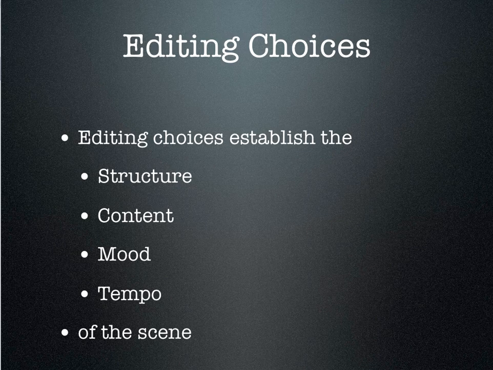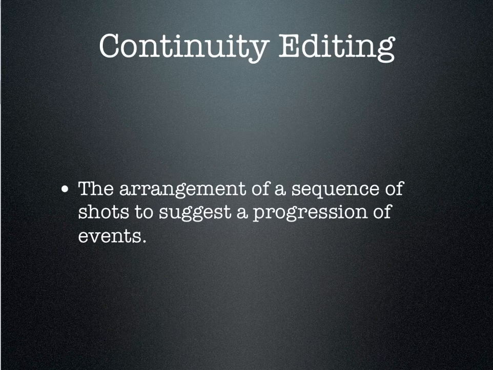Right now, we're really just going to be looking at structure and a little bit of content when we talk about continuity editing. So continuity editing specifically is the arrangement of a sequence of shots to suggest a progression of events. So it's how you arrange your shots. The order that you choose to arrange them in suggests something happening, suggests some kind of order of what's going to happen.